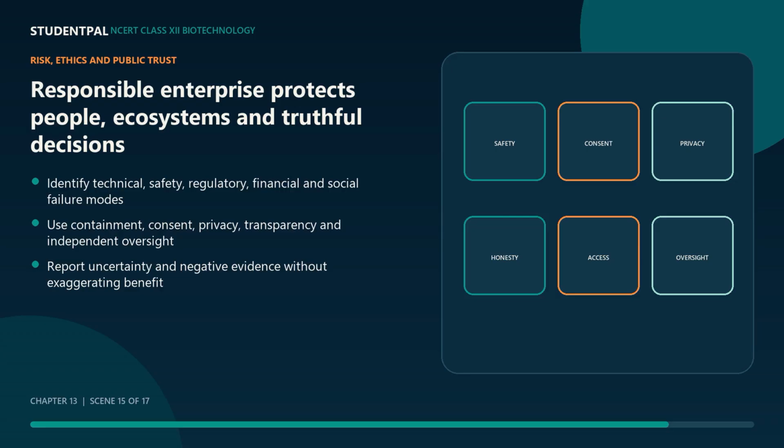Containment, quality controls, secure data, consent procedures, and independent oversight should be designed before failure occurs. Communicate evidence at the correct level. A prototype result is not a proven public benefit. Report limitations and negative findings, and correct claims when evidence changes. Trust grows from competence, transparency, and accountability, not promotional confidence. Responsible conduct is part of enterprise value, because unsafe or deceptive growth is not sustainable entrepreneurship.